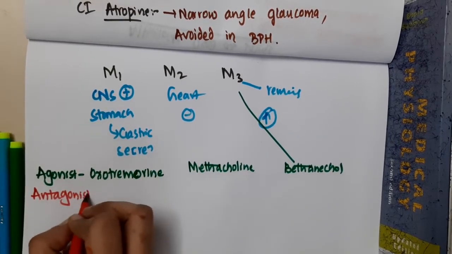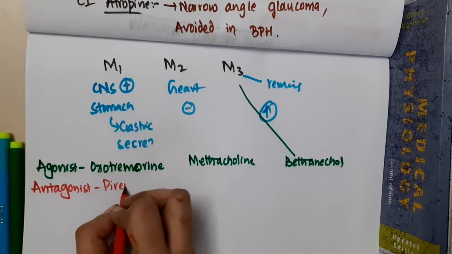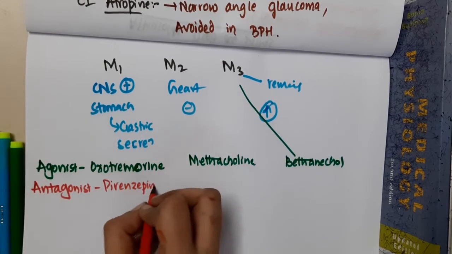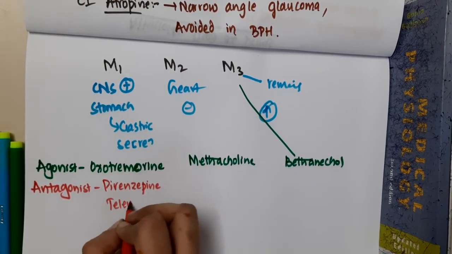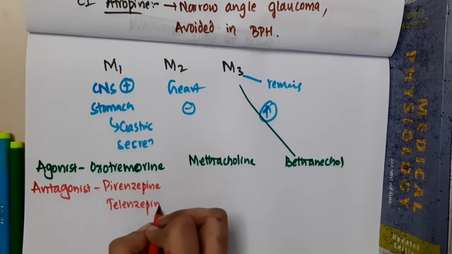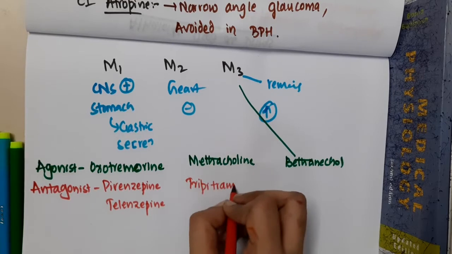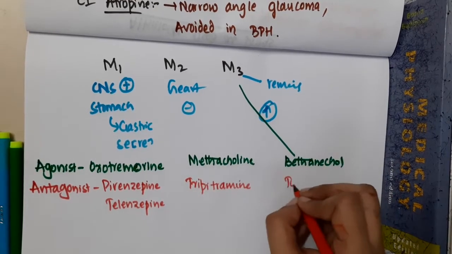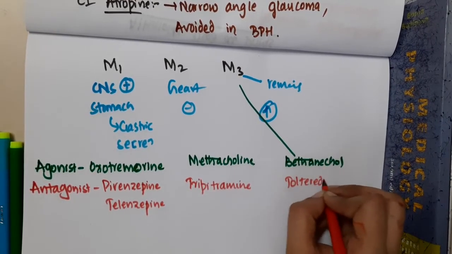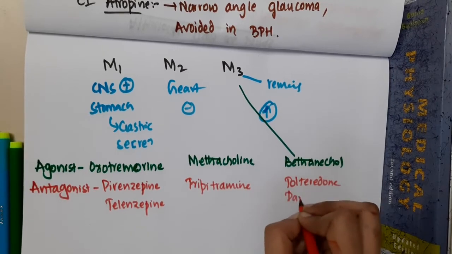the M1 antagonist is pirenzepine. It is pirenzepine and telenzepine. The M2 antagonist is trimipramine, and the M3 antagonist is tolterodine and darifenacin.